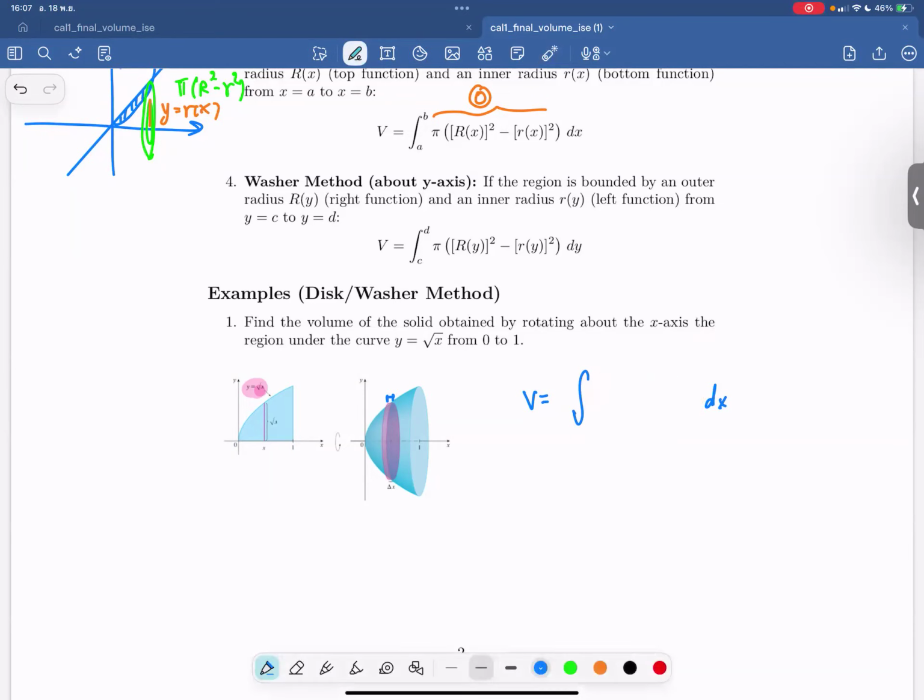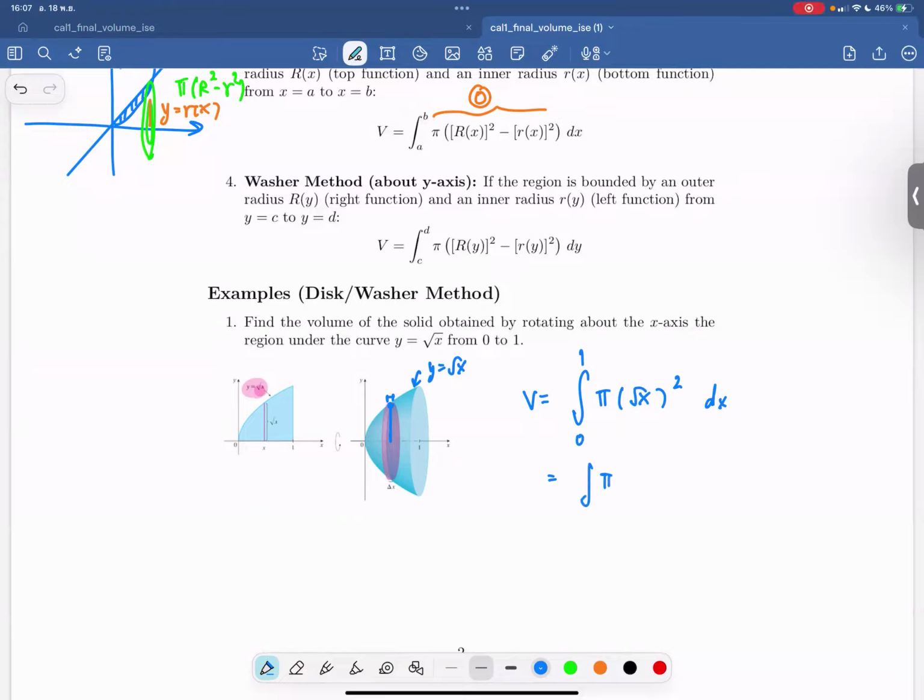So we start with pi r squared, and we try to find the r, which is the function y equals square root x. So our r is square root x, right? And then we put in the formula pi r squared, which is pi times square root x squared. And then we use the boundary 0 to 1 over here. And that's all. This is just the volume in the form of the integral where the area of the section is a circle.